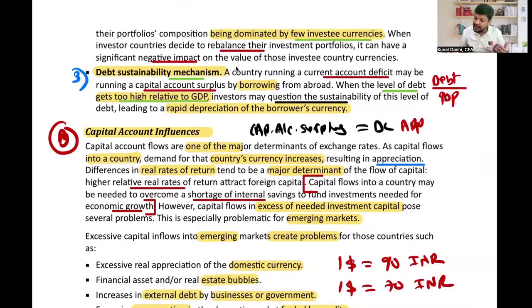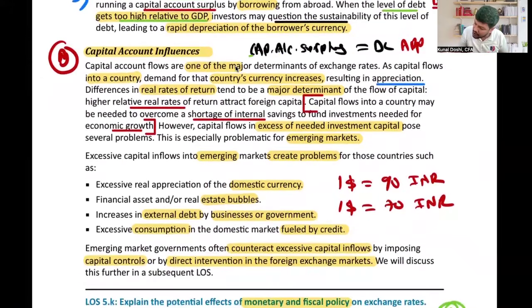All right. Capital account. When it comes to the capital account, what happens? Whenever the capital account is in surplus, it means there is too much fund in the system, right? Correct. So capital flows into the country may need to overcome a shortage of internal savings. If the country has less savings and more money is needed for expansion, the capital account needs to be in surplus. And for that, you will have to raise the interest rates so that people find it lucrative to invest.